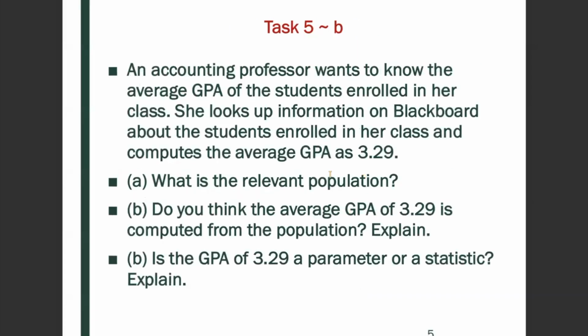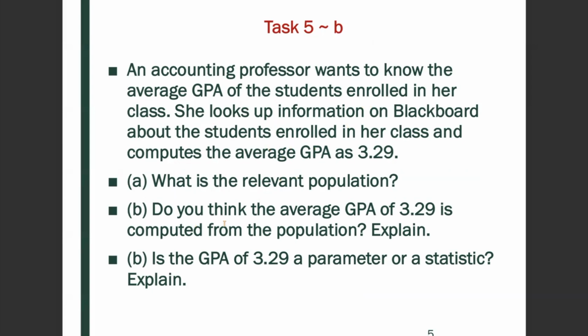Task 5B. The accounting professor wants to know the average GPA of the students enrolled in her class. She looks up information on Blackboard about the students enrolled in her class and computes the average GPA as 3.9. What is the relevant population? So here the population is all students enrolled in the accounting class.